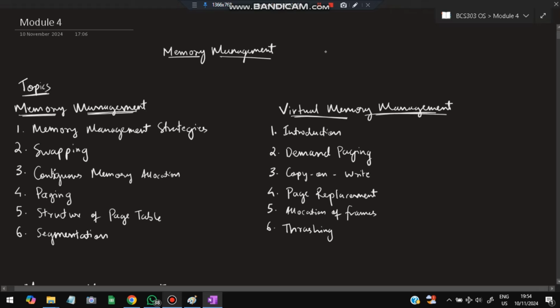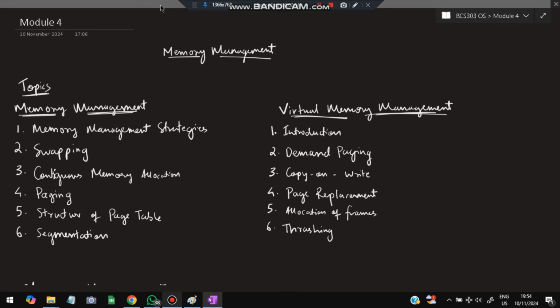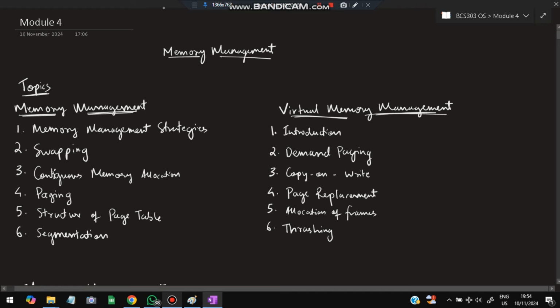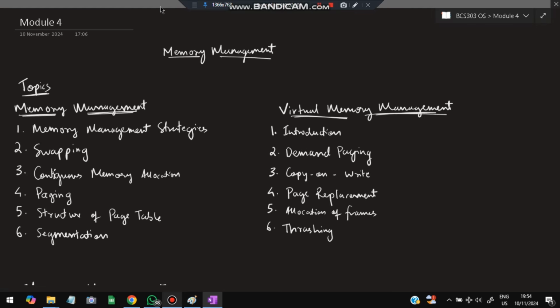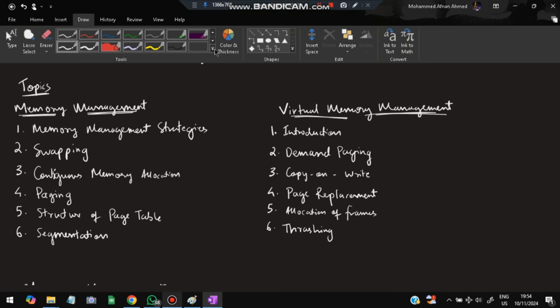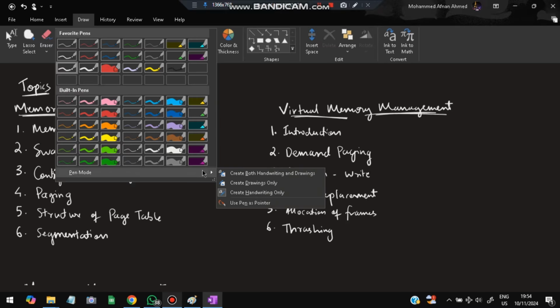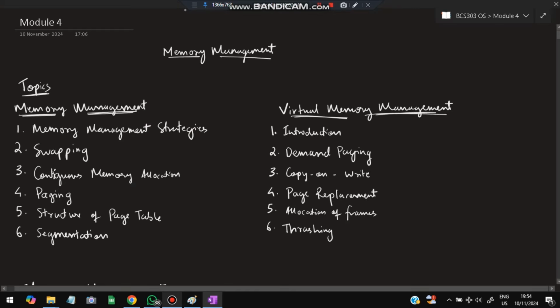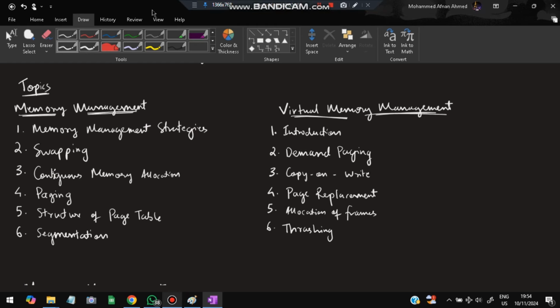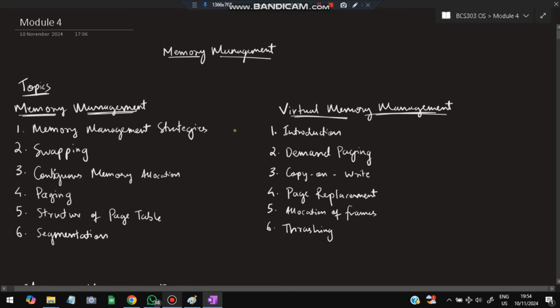We'll be discussing all the important concepts you need to know from the exam point of view. So without wasting more time, let's get started. First, let me change the pen to the pointer. Okay, so now first we'll be discussing memory management.